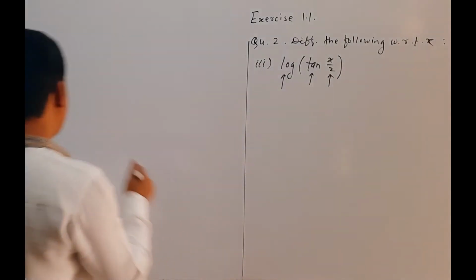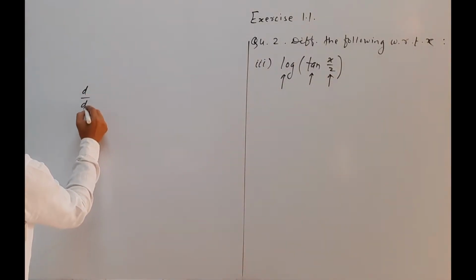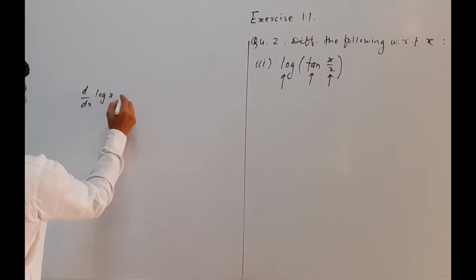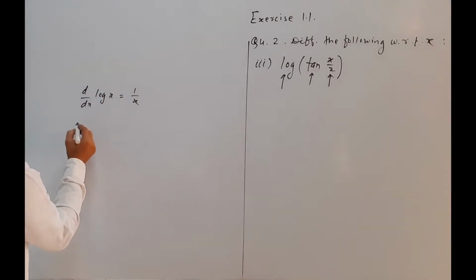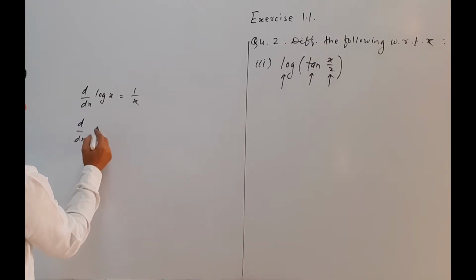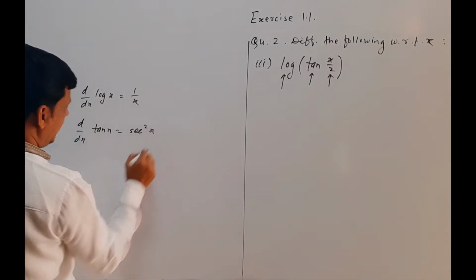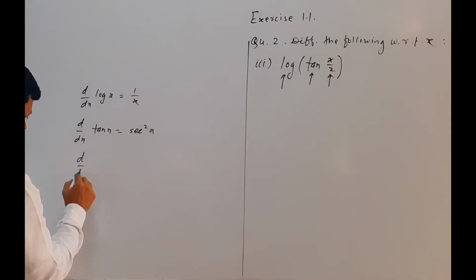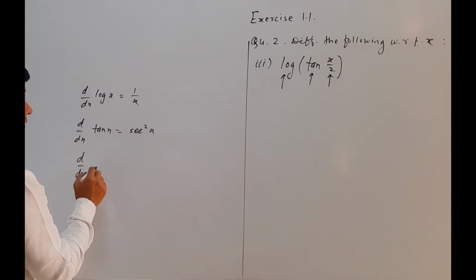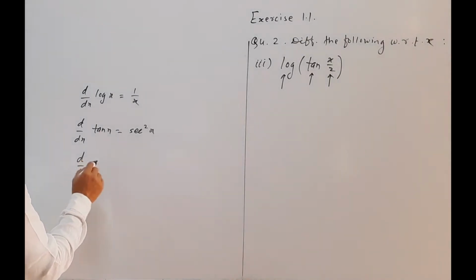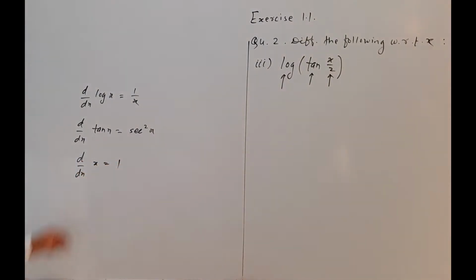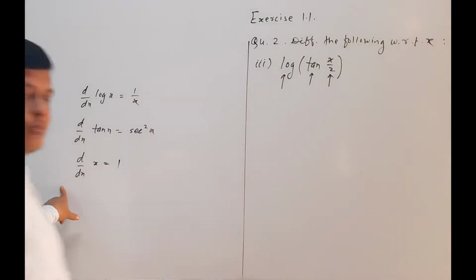So we know the derivative of log x, d by dx of log x, is equal to 1 by x. Then we know the derivative of tan x is sec square x. Then we know the derivative of x, so here the derivative of x is 1. So we have to use these three formulas here.